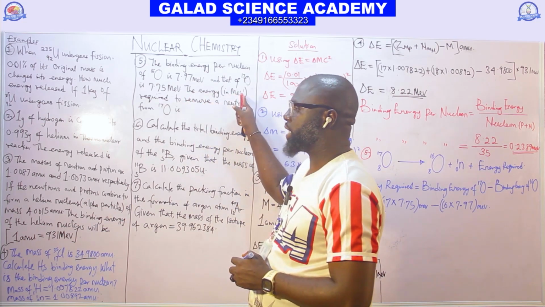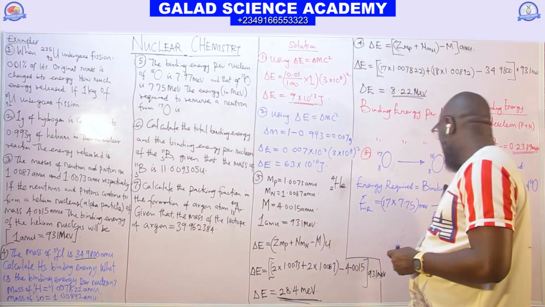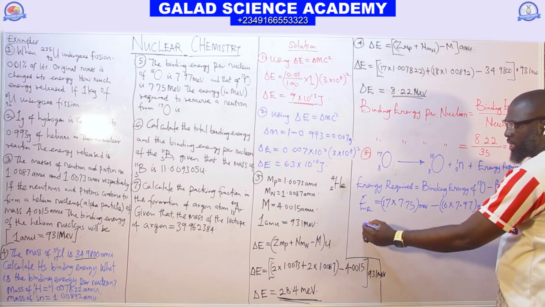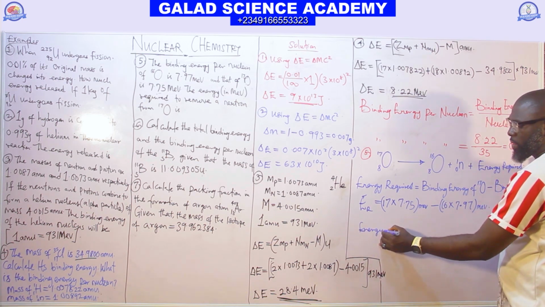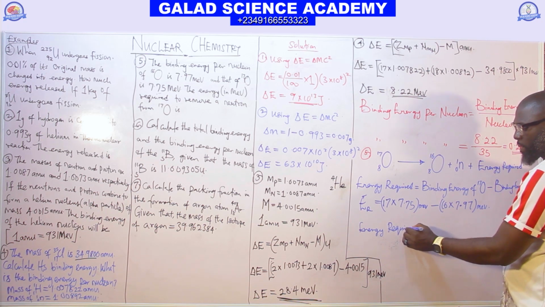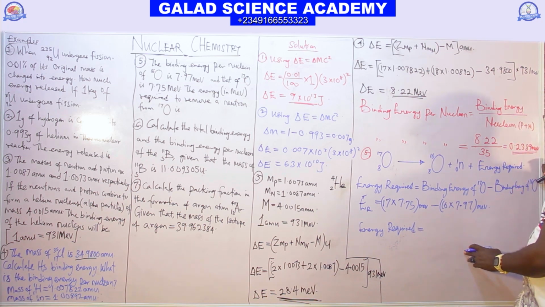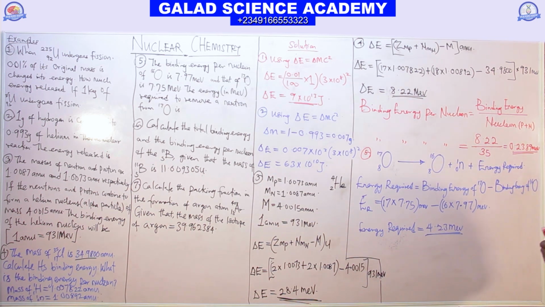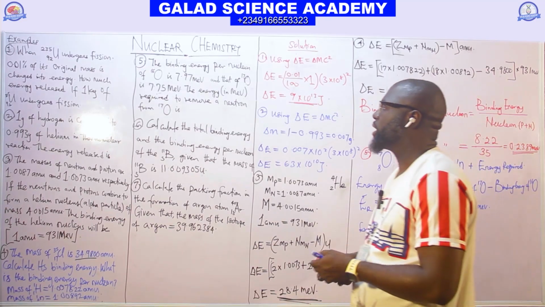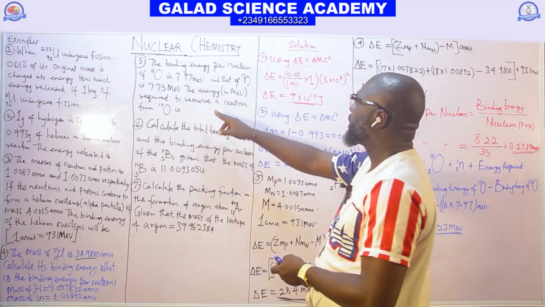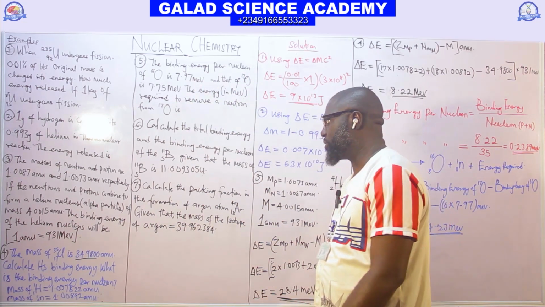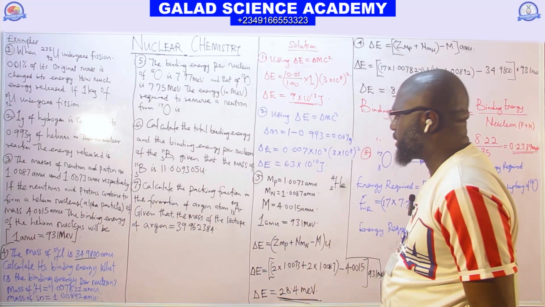So the energy is in MeV. If you multiply it and subtract, the energy required should be equal to 4.23 MeV. So that is the energy required to release a neutron from oxygen 17.